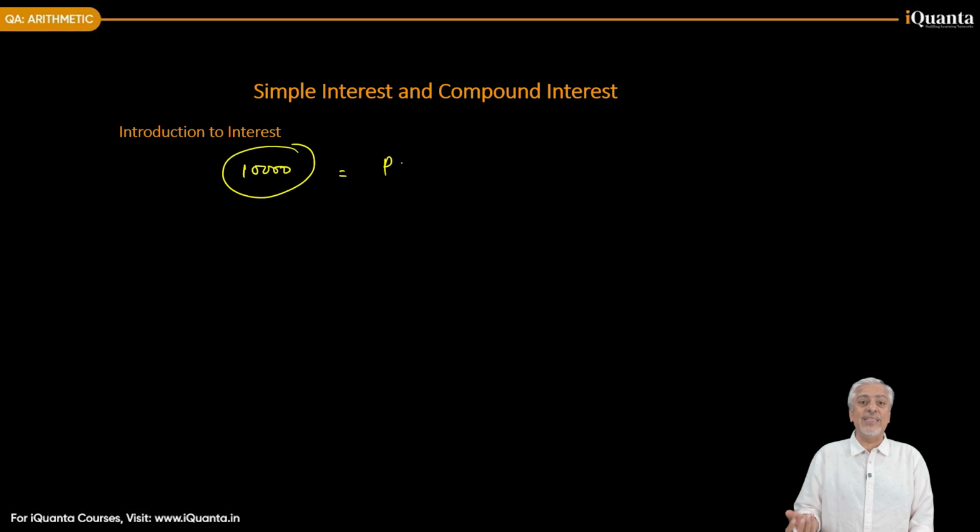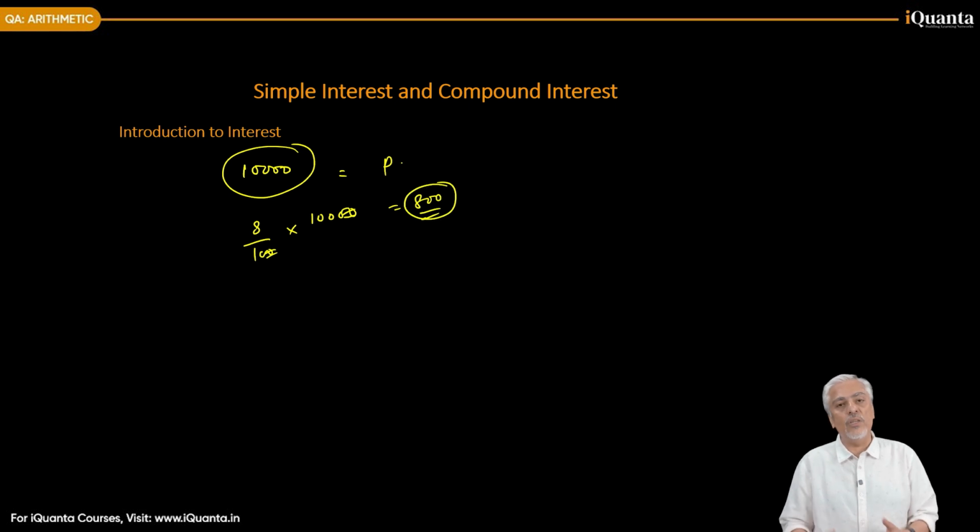We know how to calculate percentages. We've done the chapter of percentages. So we will do 8% of 10,000 in the first year, which will come out to be 800 rupees. Second year also you'll get 8% of 10,000. Third year also you'll get 8% of 10,000 and so on.